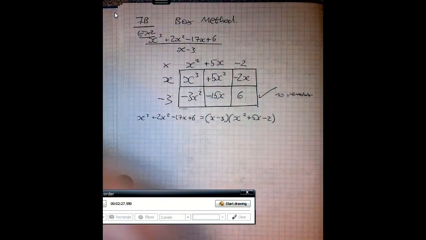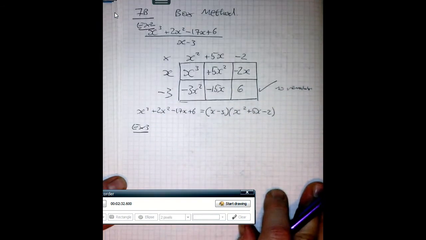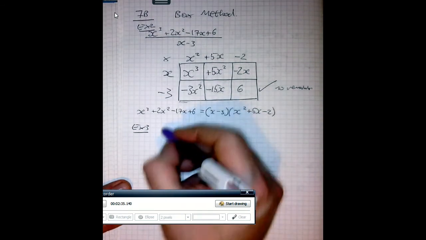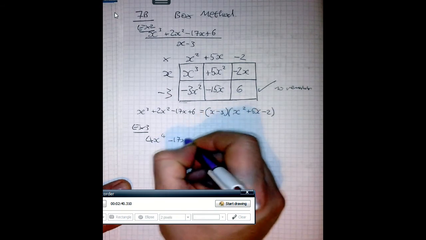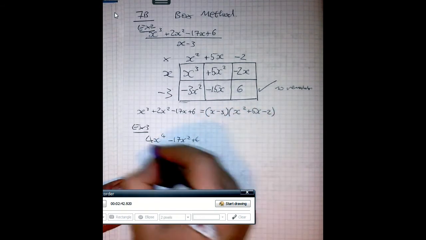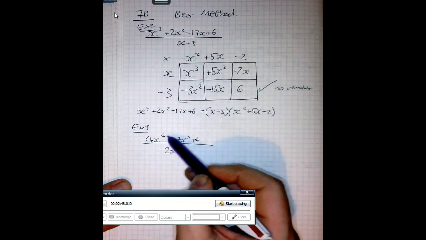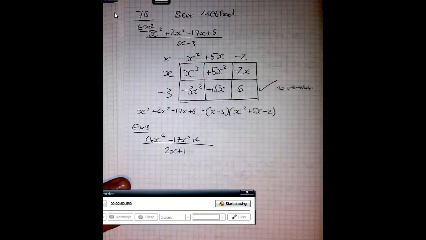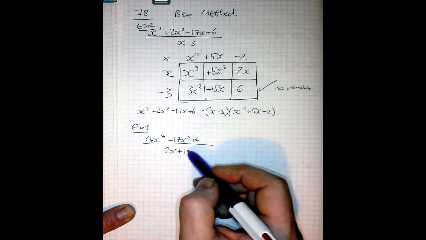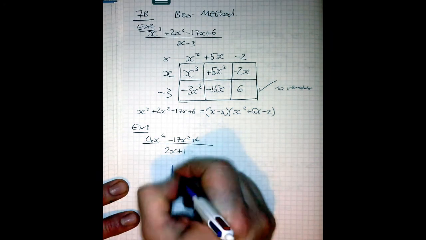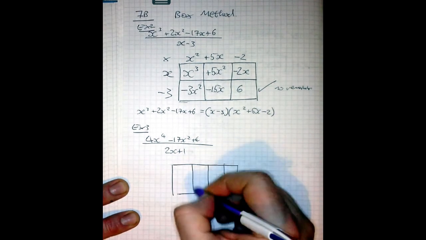For example 3, the nice thing about this is I don't need to remember those 0 columns. I'm doing 4x to the 4 minus 17x squared plus 4 divided by 2x plus 1. So a quartic divided by a linear, that means my other factor must be cubic. And the reason that's important is it tells me how many columns I'm going to have. I'm going to have 4 columns for a cubic.